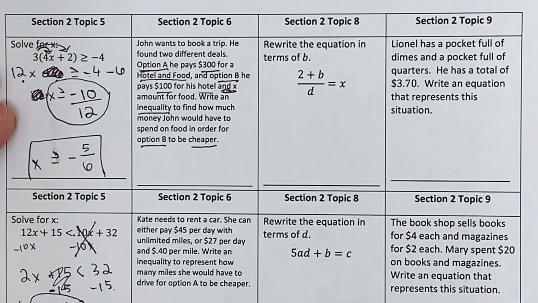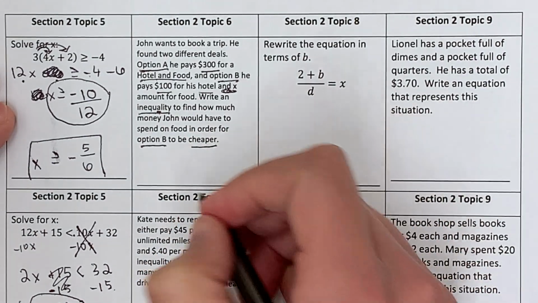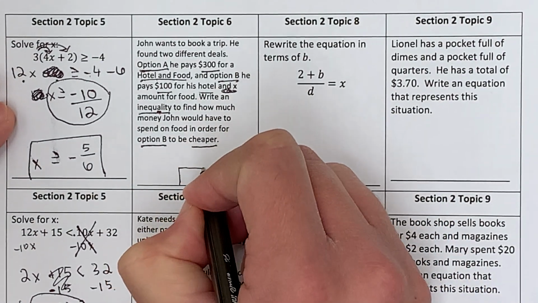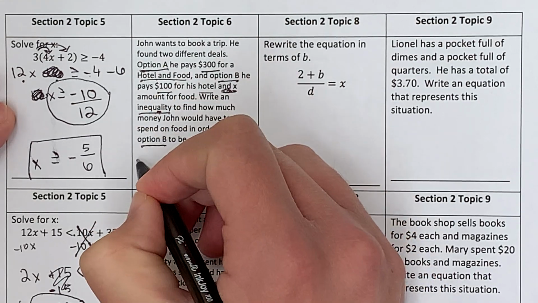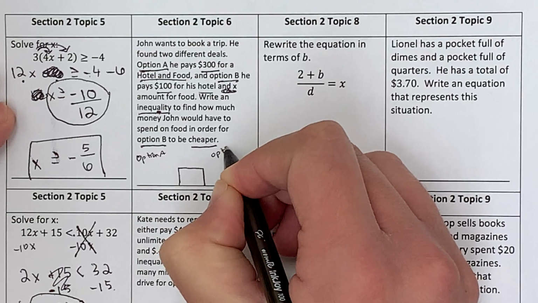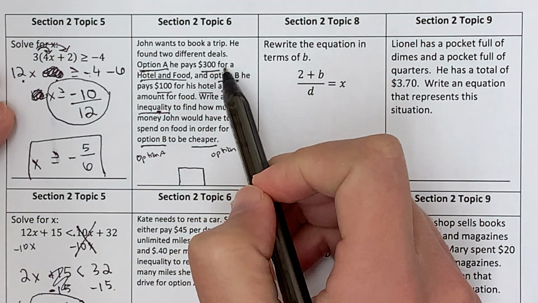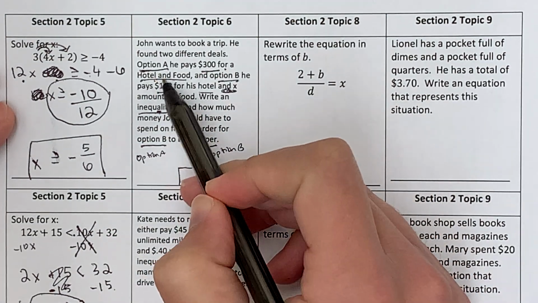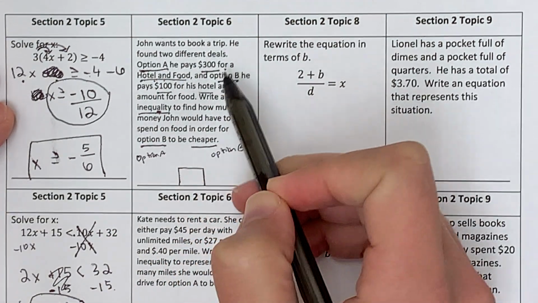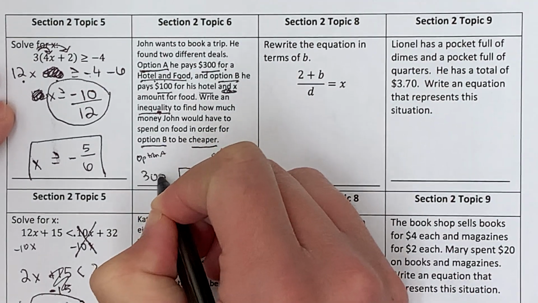So I just marked up our keywords. So right here it says inequality. So this is where I would go ahead and throw your box in the middle. Where it says option A, put that over here. Option B, put that over here. And let's look back over it. So option A, he says he pays $300 for a hotel and food. Now it doesn't say per night or anything, it's just a flat 300. So option A, we're gonna write 300.